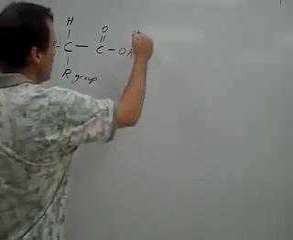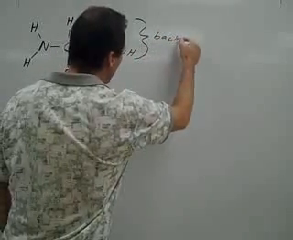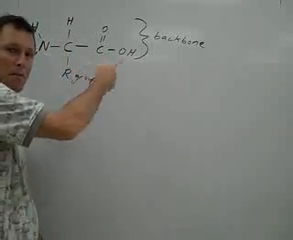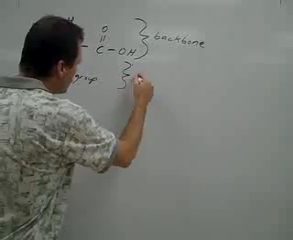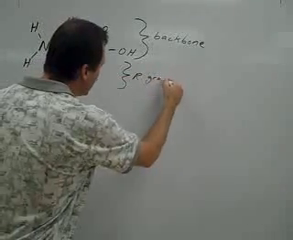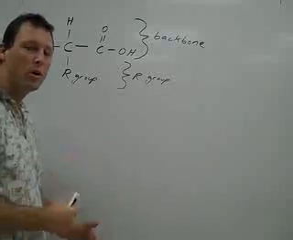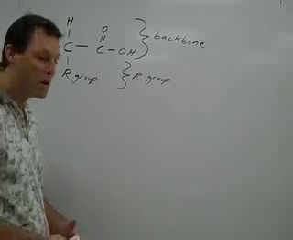Now this part of an amino acid right here is referred to as the backbone. All amino acids have the same backbone in common. Down here is referred to as the R group. And again, by substituting in different R groups, we create different amino acids. So let's go ahead and connect up some amino acids.